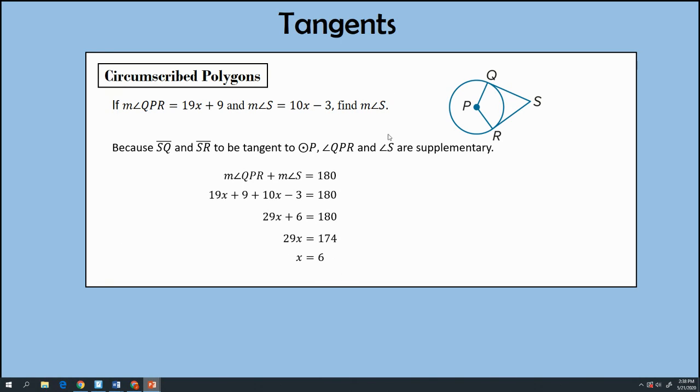Now the question says find the measure of angle S. Make sure we finish the problem here. Angle S is 10 times that x, minus 3, or 10 times 6 minus 3, and 60 minus 3 is 57. So this angle has to be 57 degrees.